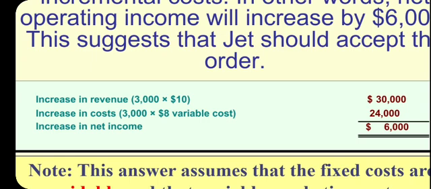So you can see here why the increment in cost is only 24,000. Only the variable cost will increase, because remember the definition of variable cost. The variable cost will increase when the quantity of production increases. Fixed cost will not increase, because fixed cost is fixed even though the quantity of production is changing.